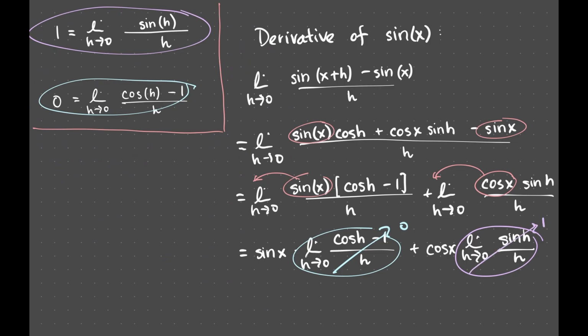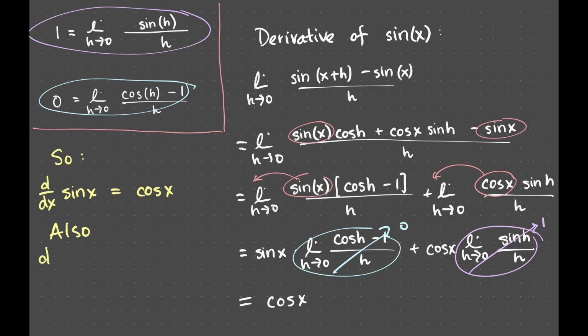After taking these limits then, what we're left with is sine of x times 0 plus cosine of x times 1, which is just equal to cosine of x. Taking a look at what we proved then, we realize that the derivative of sine x at x is equal to cosine of x. In other words, d dx applied to sine x is equal to cosine of x.